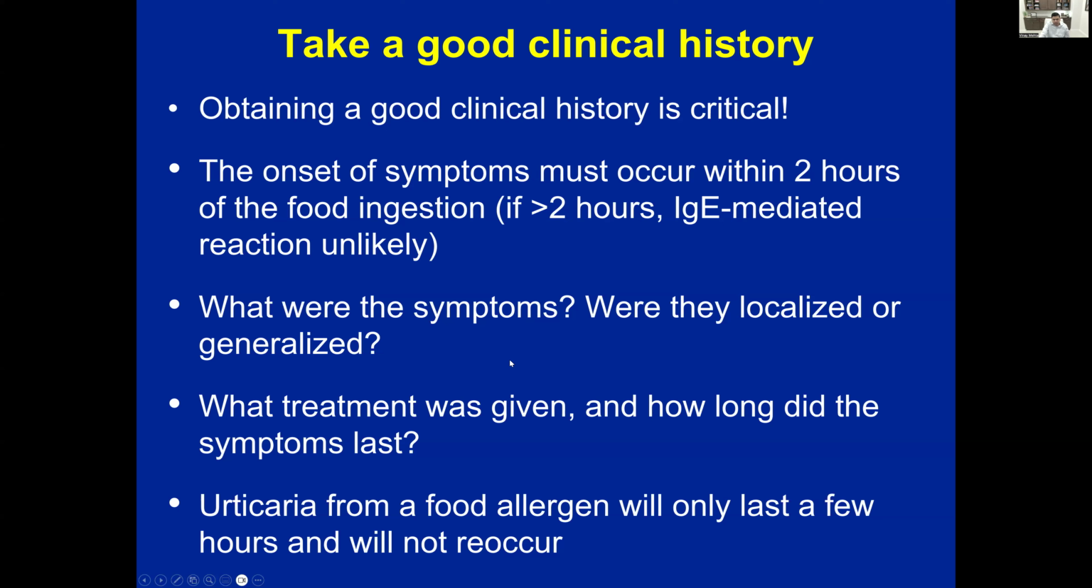Second, what are the symptoms? Were they localized? Were they generalized? All of you should know that if it's IgE mediated, it should itch because you have mast cell degranulation. So you should have a rash. Most patients will have a rash, hives. They may get swelling. They'll have shortness of breath, wheezing, chest tightness, nausea, vomiting, diarrhea, abdominal pain. In severe cases, they may have a drop in blood pressure.